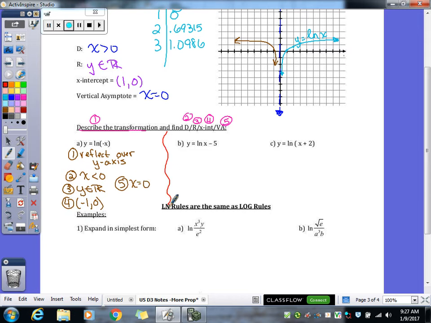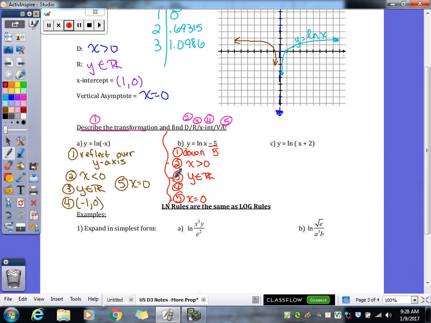All right, let's go on to B. So this -5, no parentheses around it. So this moves down 5 units. So since it moves down 5 units, your domain is not going to change. It's still going to be x is greater than 0. Range, also not going to change. Y is an element of the reals. X-intercept, we're going to come back to that one in just a second. Vertical asymptote, also not going to change. So just sliding it down, your domain, your asymptote, and your range, they all stay exactly the same.